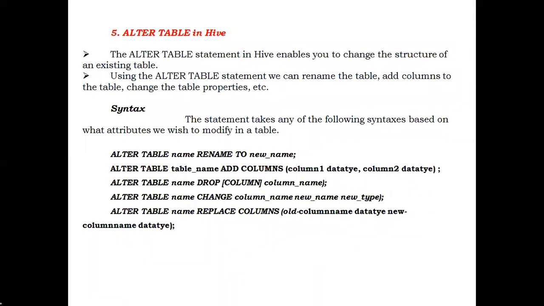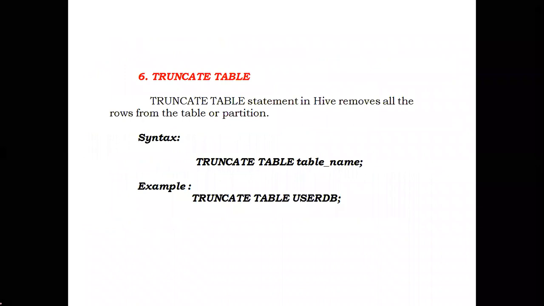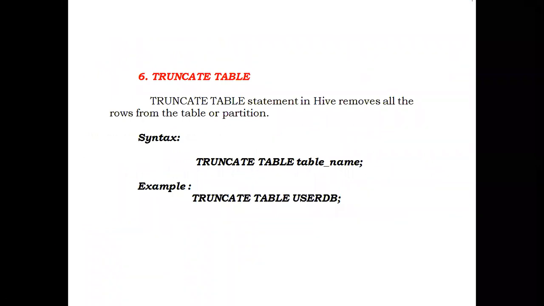Alter can be used for making modifications to the table. That means changing the table name, adding new columns, deleting existing columns, changing the column names. The structure of the table can be modified using this alter command. Finally, we have truncate. Truncate is used for making the table empty. To make the table empty, we can use truncate.